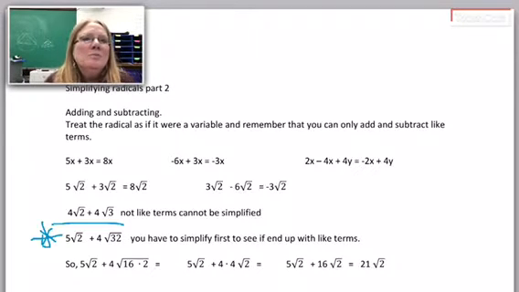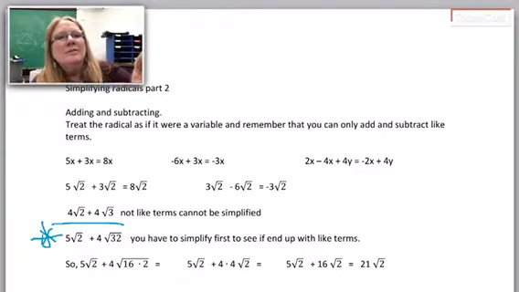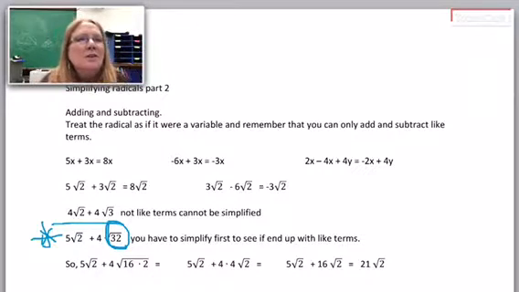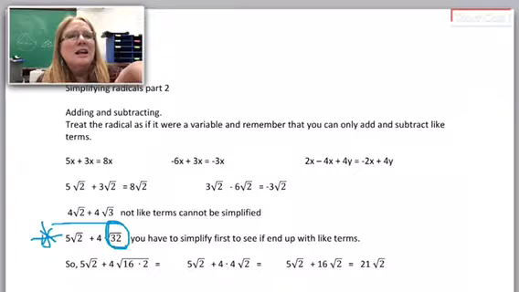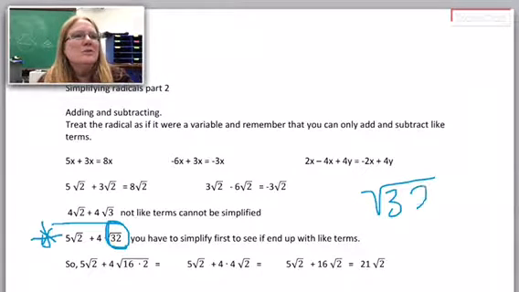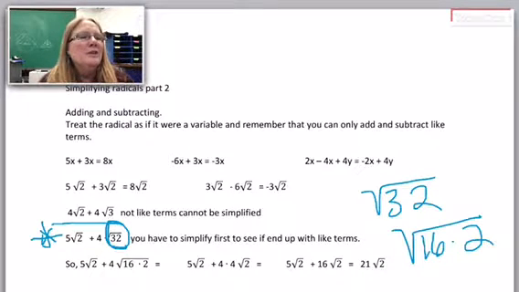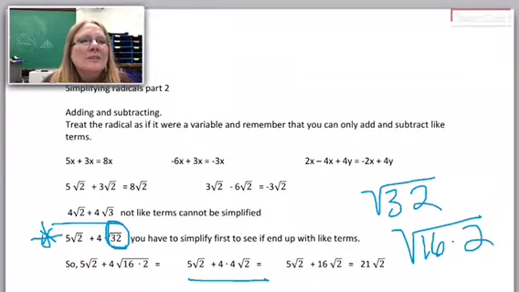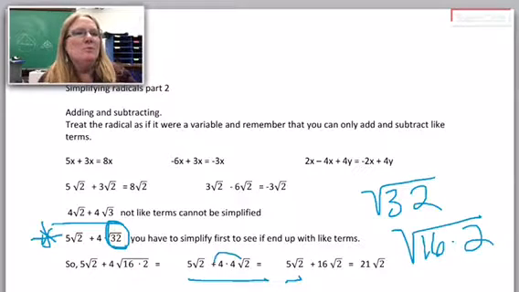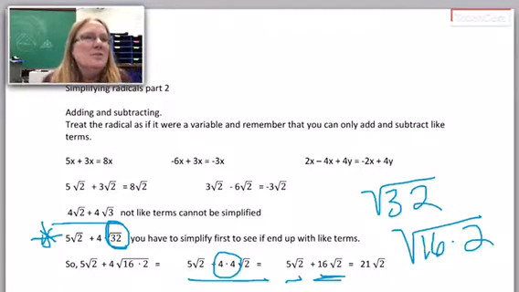5 times the square root of 2 plus 4 times the square root of 32. Well, immediately the square root of 2 and the square root of 32 are not like terms. However, this can be simplified. So we have 5 times the square root of 2 plus, and I rewrote the square root of 32 as the product of 16 times 2. Well, we know that the square root of 16 is 4, so we're going to take that out from under the radical, and you're left with 5 times the square root of 2 plus 4 times 4 times the square root of 2. And then we get 5 square root of 2 plus we multiply 4 times 4, and we get 16 square root of 2.